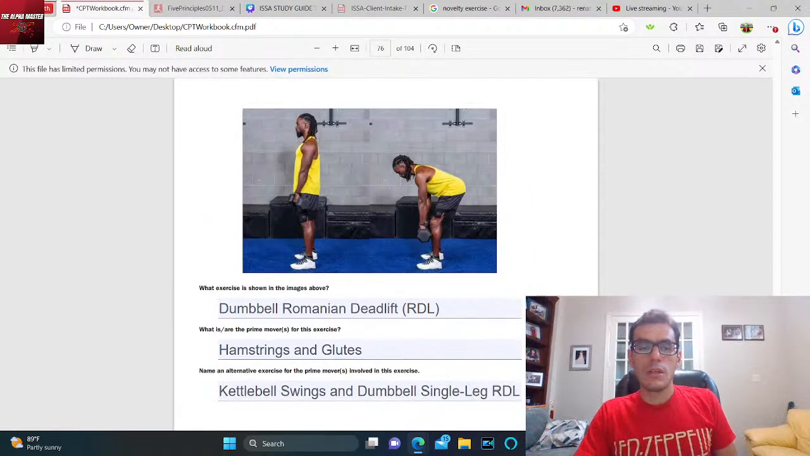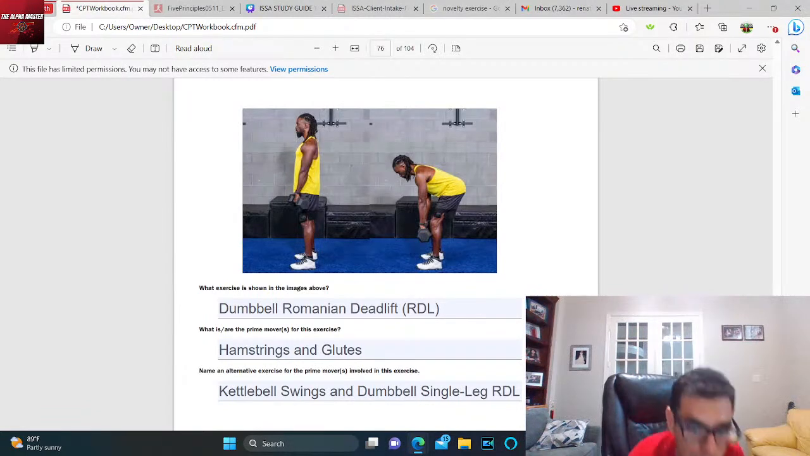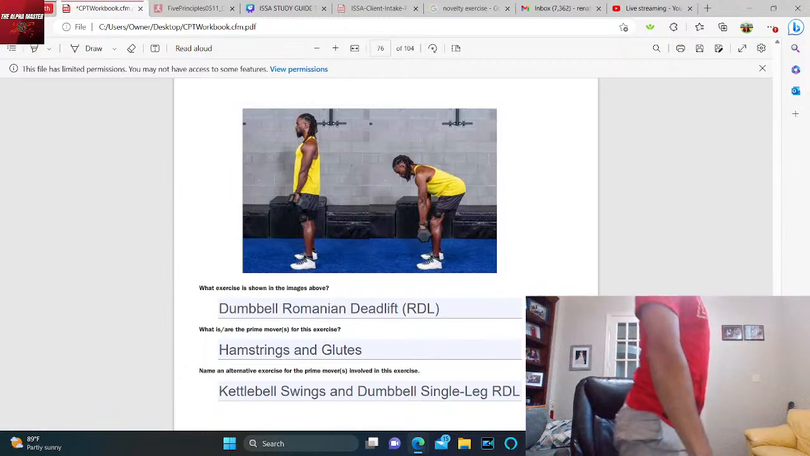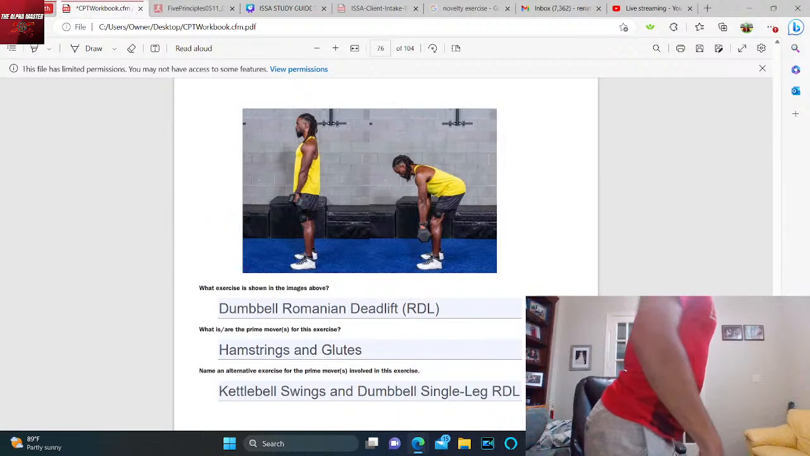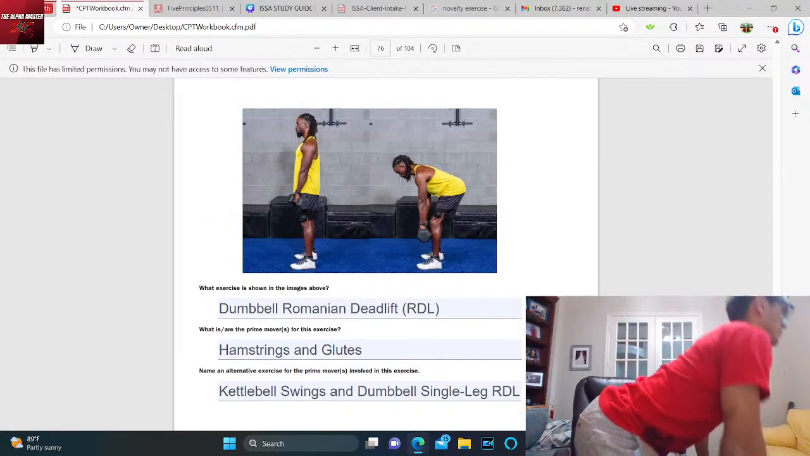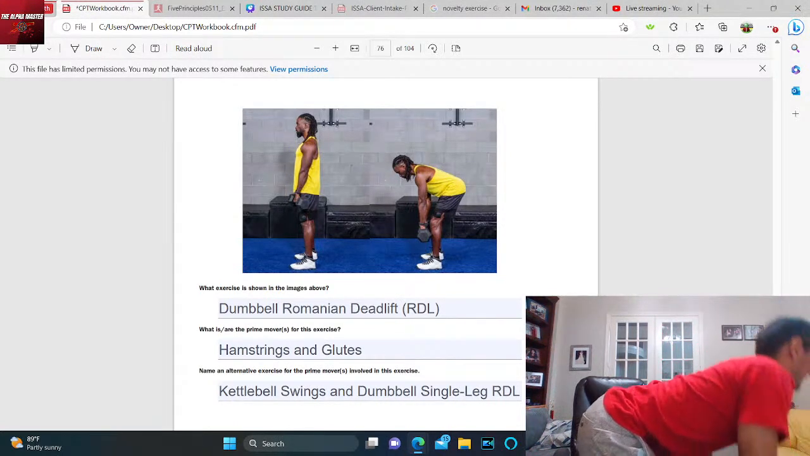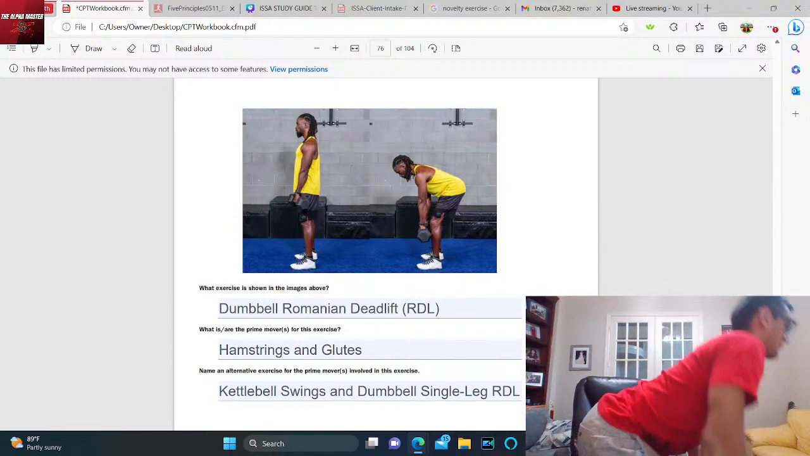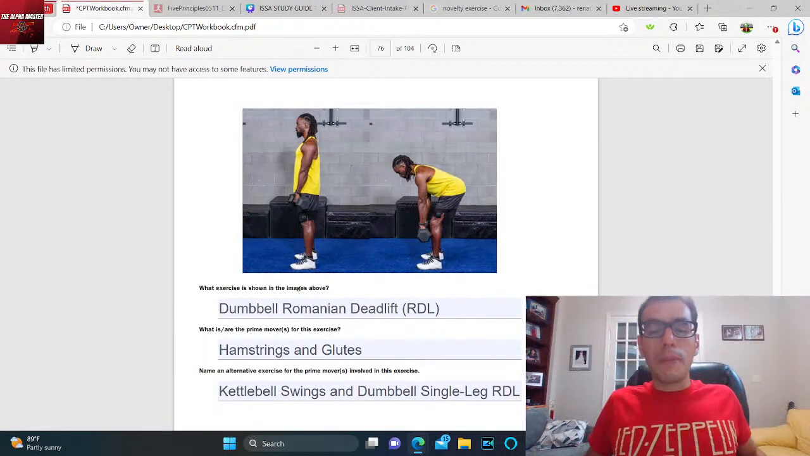Locomotion. So what exercise is shown in the images above? It is going to be a dumbbell Romanian deadlift. When you go from this to this, you try to focus on the hip joints, and everything else remains upright, down and up, and you try not to curve the spine. It's going to be a dumbbell Romanian deadlift.